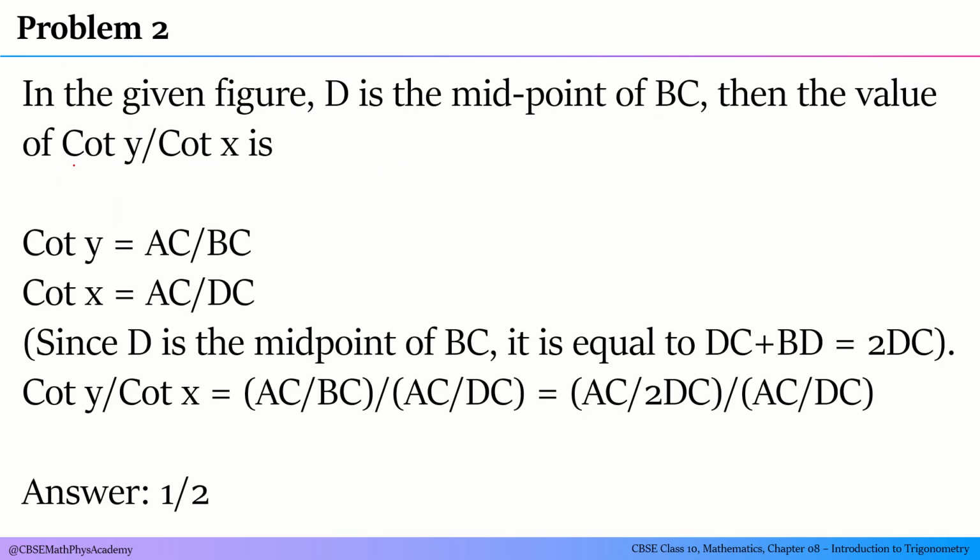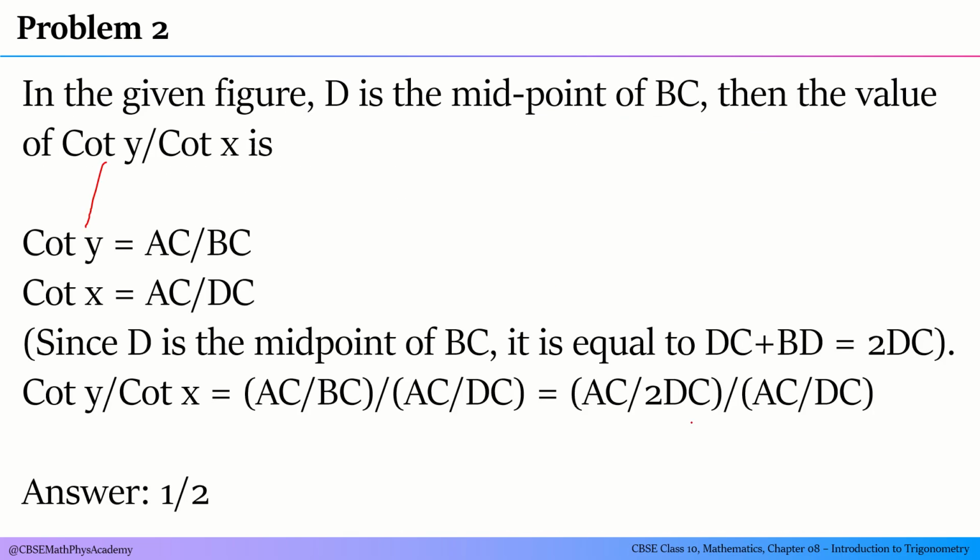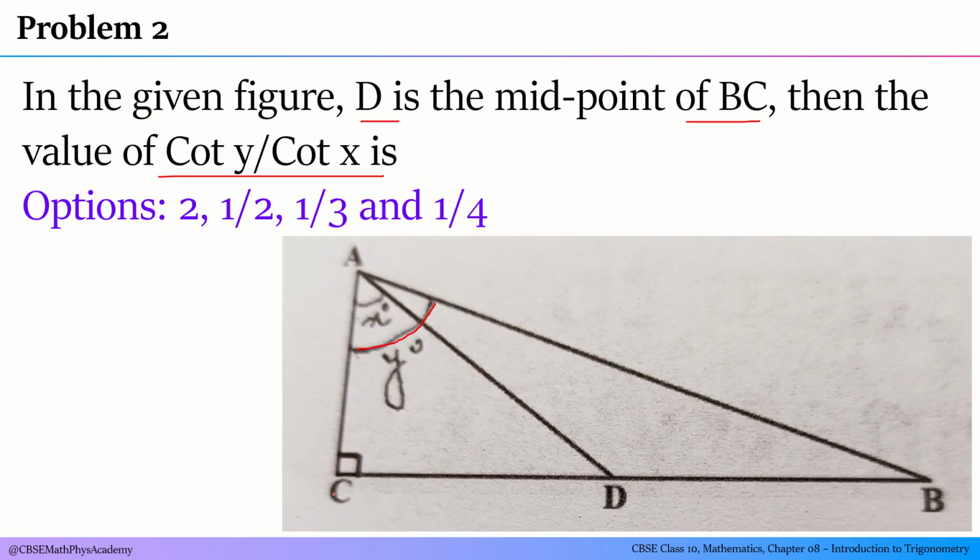First, we figure out cot y. Cot y is adjacent side by opposite side. For this y degree, the adjacent side is AC and the opposite side is the full BC. So it becomes AC by BC. Next I am trying to figure out cot x. Similarly, it is AC divided by DC, the small part.